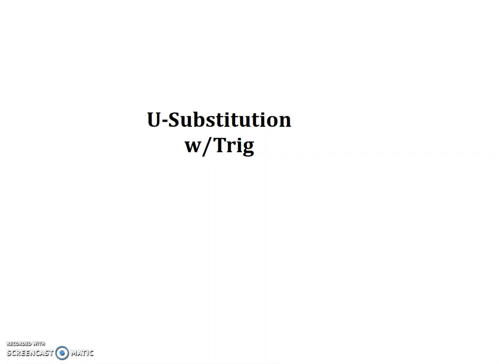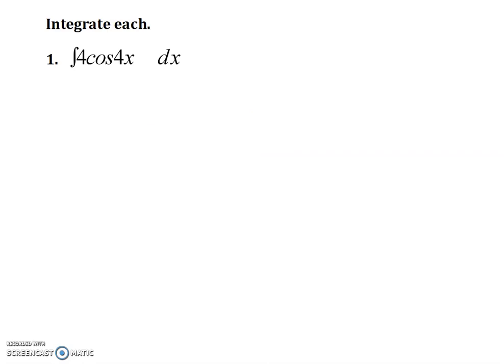We're going to look at some more u substitution problems today involving trig. So our first example, we're going to do the antiderivative of 4 cosine of 4x plus 4. So the first thing I want to do is identify u. Okay? So when you have a trig function, you want to pick the part inside the trig function. So I'm going to pick just the 4x.